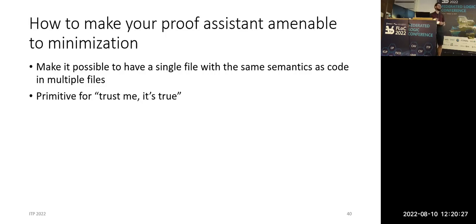The primitives for "trust me, it's true" are absolutely essential in reducing the amount of time it takes both for the final example to run and for the minimization itself. Having a lack of forward references, a lack of coupling, is nice. If the proof assistant language has coupling, you need to do more work to try to figure out what subsets to remove all at once.